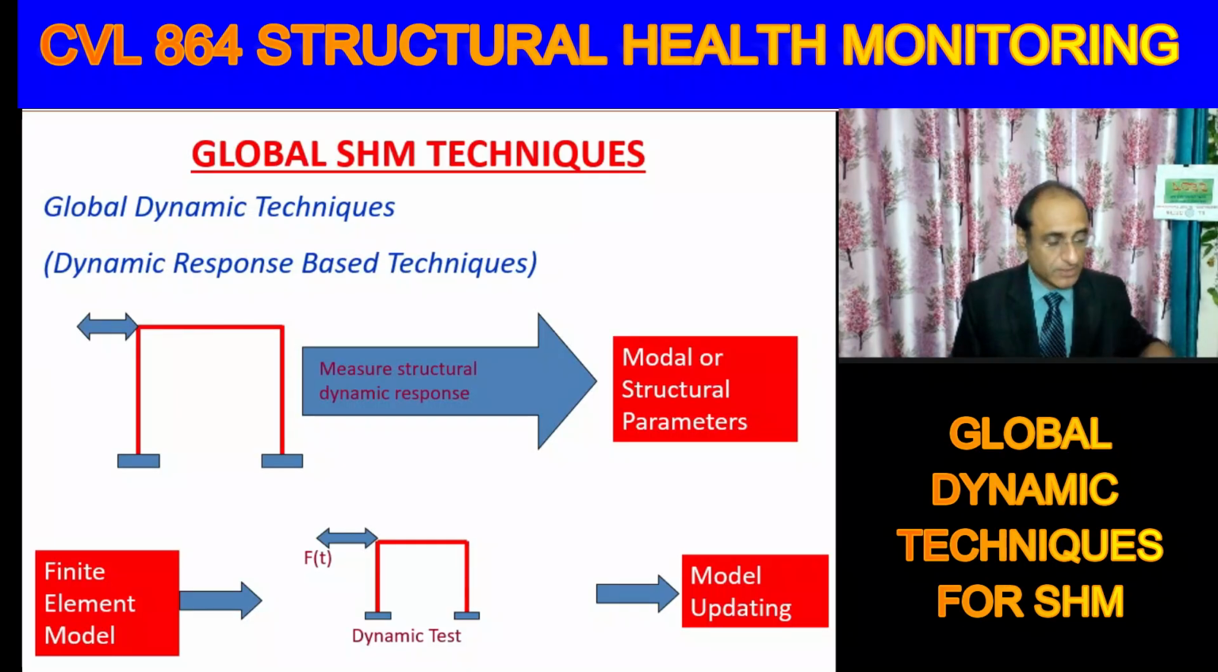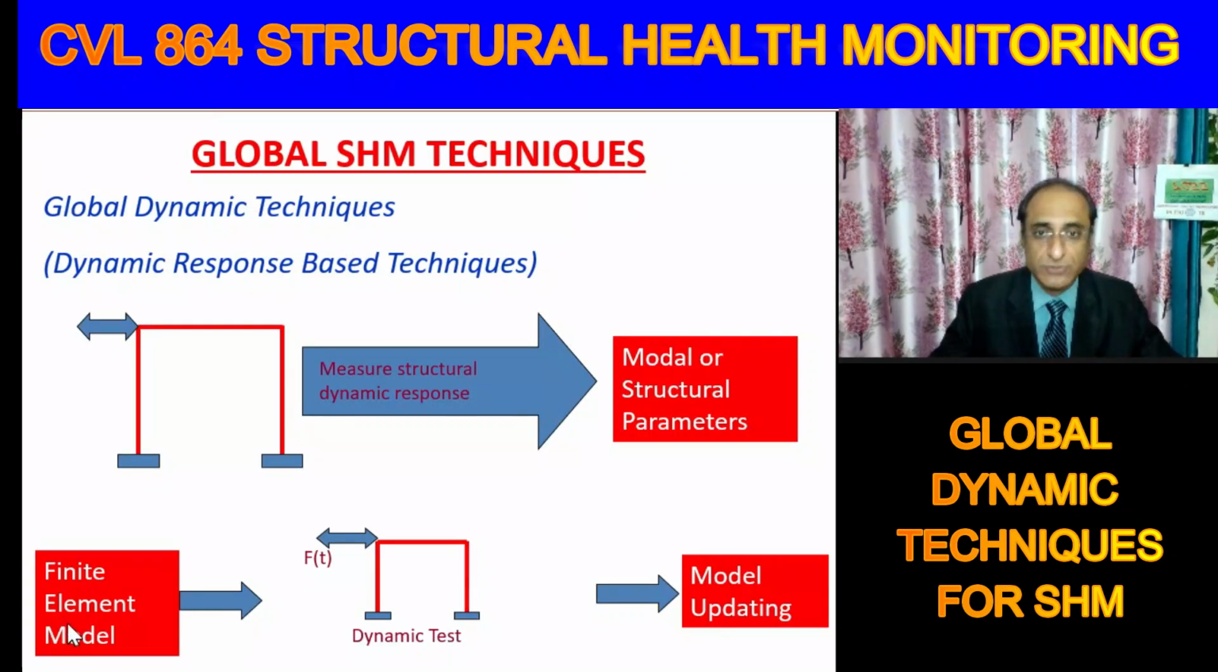Another version of the dynamic techniques is that we start with a finite element model. Let's say we have a bridge, and we make its finite element model. Now when we do modeling, our model will never be accurate, because however well we try, there will always be differences between the actual structure and the model. The idealization will have differences, and material properties will differ. So what is needed is that we update or fine tune our finite element model.